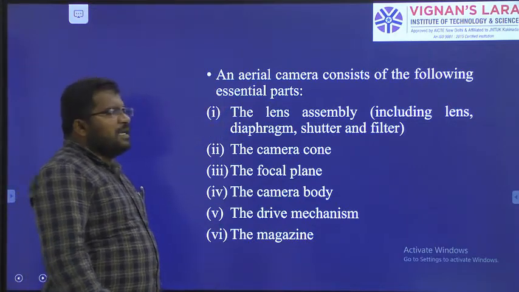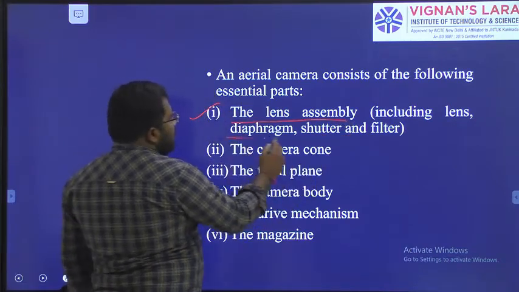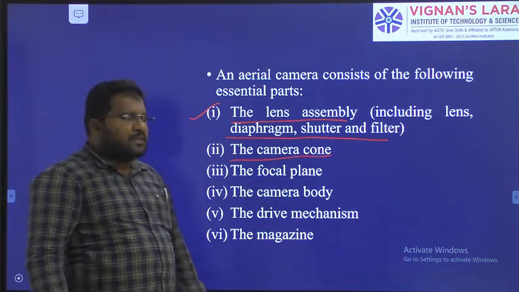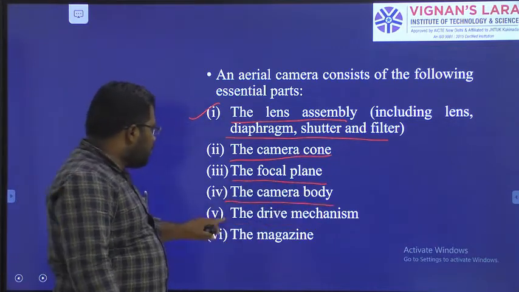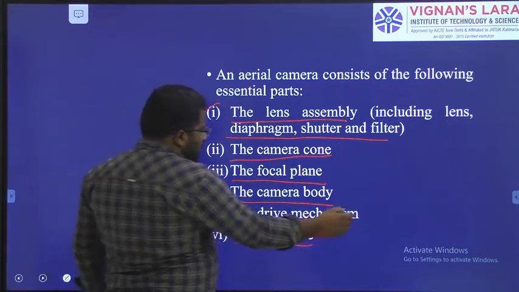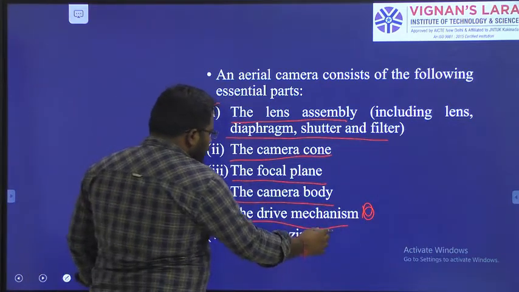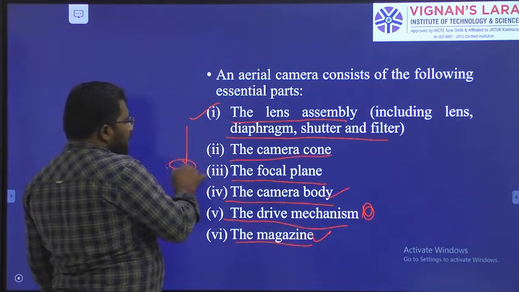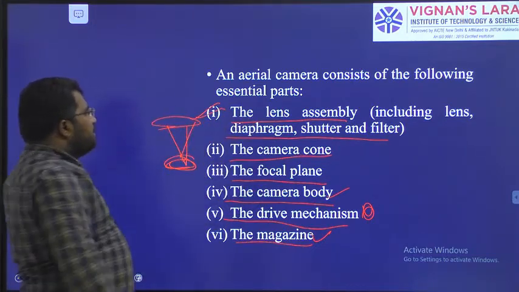Normally this aerial camera consists of the following essential parts: the lens assembly, including lens, diaphragm, shutters and filter; the camera cone; the focal plane; the camera body; the drive mechanism; and the magazine. In the drive mechanism we have an electrical motor so that the film is rolled, and to hold all the rolls of photographs we have the magazine. On the outer part we have the camera body. We have some distance to the focal plane, then the camera cone, then the lens assembly to capture the images.